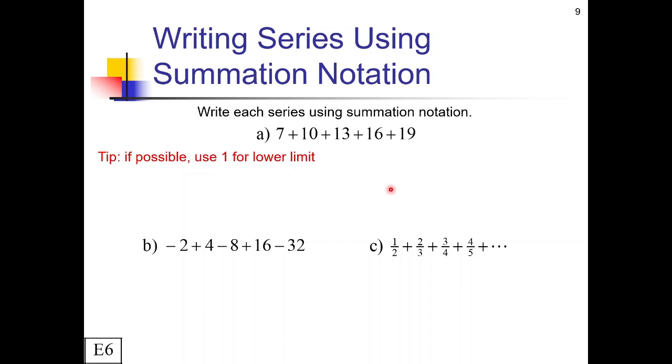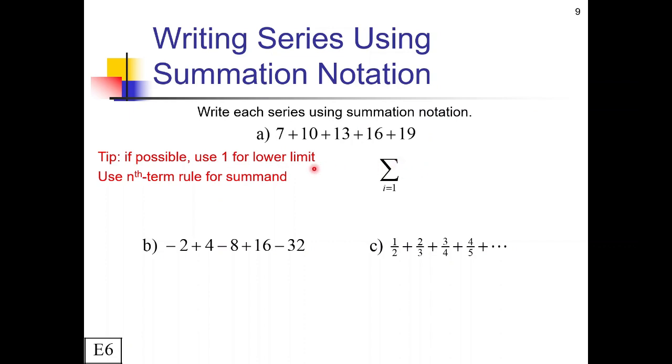So I'm just going to write summation of something from i equals 1 to something. I've got to figure out my summand and my upper limit. Now for the summand, this is just going to be the nth term rule that you were already finding in part 1. So figure out the rule that you need to plug in 1, 2, 3, 4, and all those to get 7, 10, 13, 16, and 19, and that's what's going to go here in the summand spot.